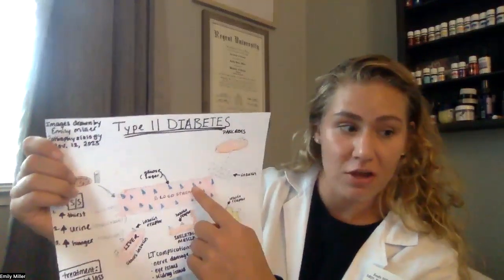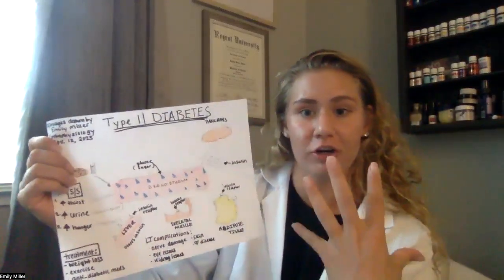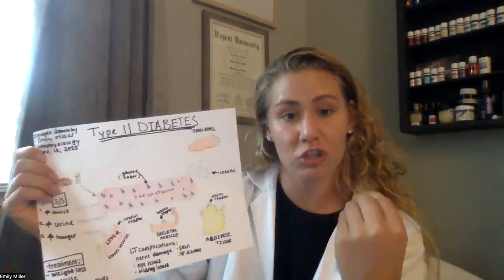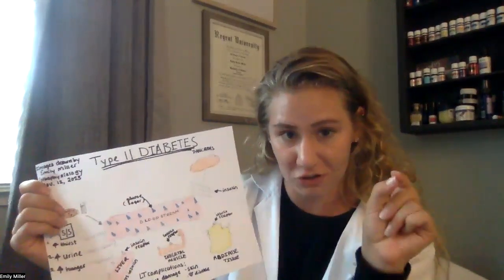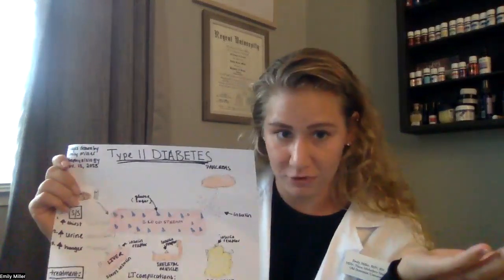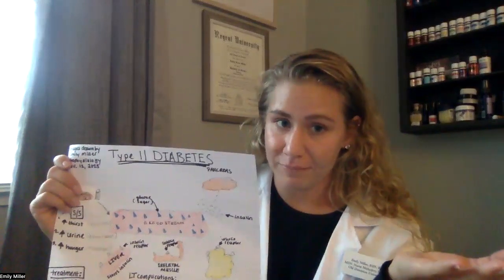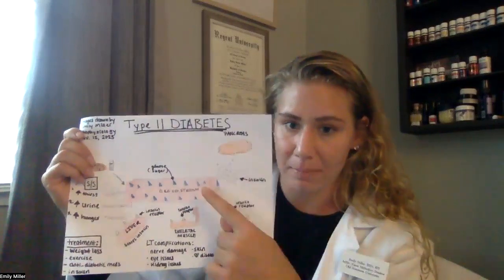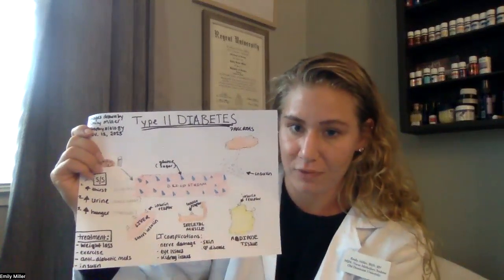It's all the sugar is staying in the bloodstream. So that's why your sugar level, when you prick your finger and take your sugar, is going to be high, because those receptors aren't working to get the insulin from the bloodstream to the cell.